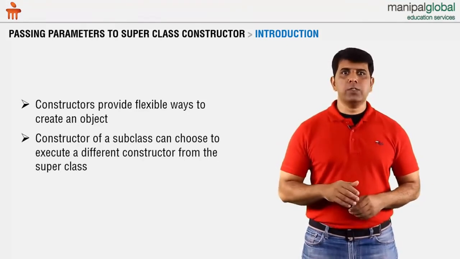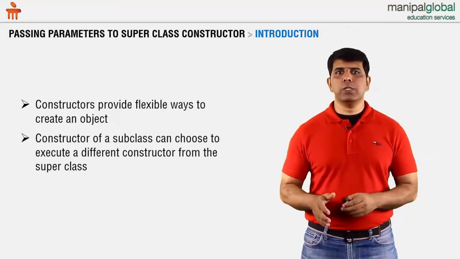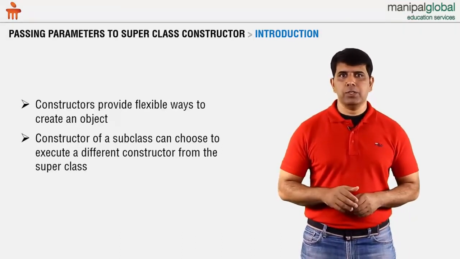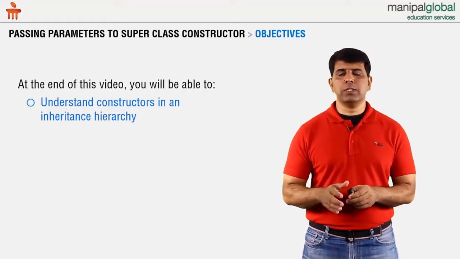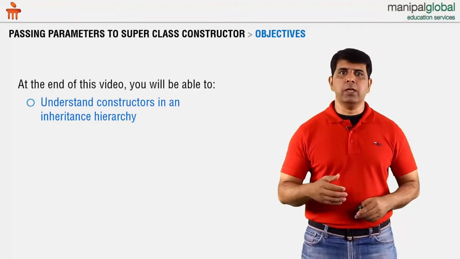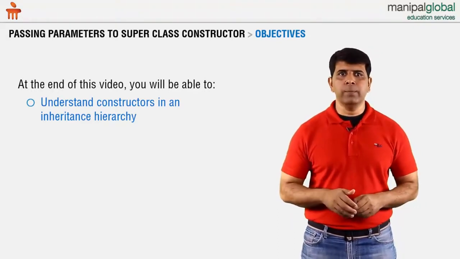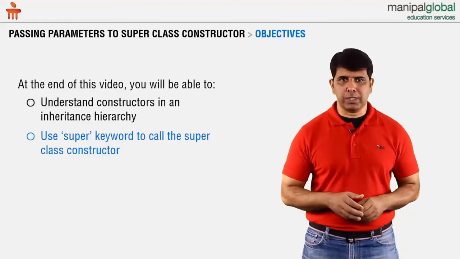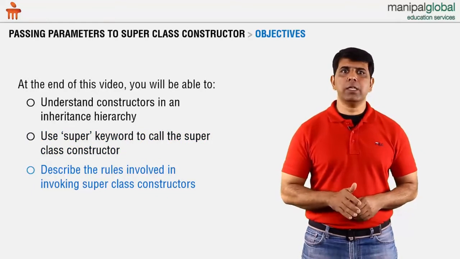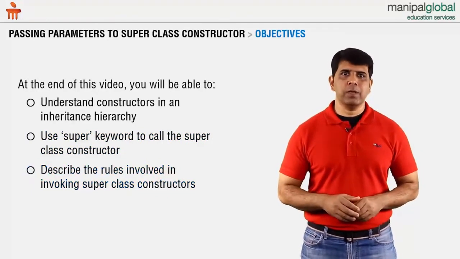easy way. The constructor of a subclass can choose to execute different constructors from the superclass. So at the end of this video, you should be able to understand constructors in an inheritance hierarchy, how to use them, whether it is possible to pass values, and so on. Use the super keyword to call the superclass constructor and describe the rules involved in invoking a superclass constructor.